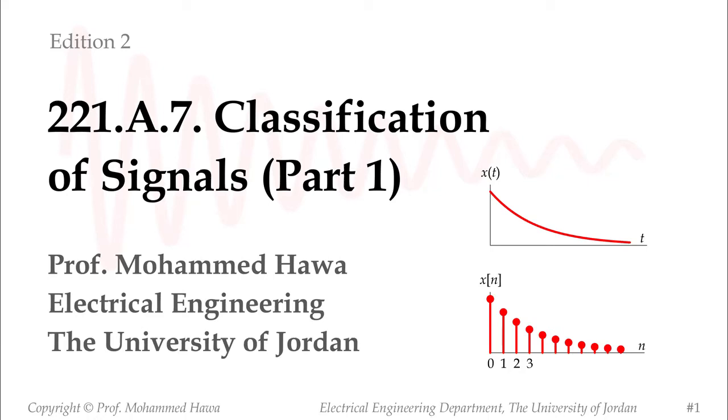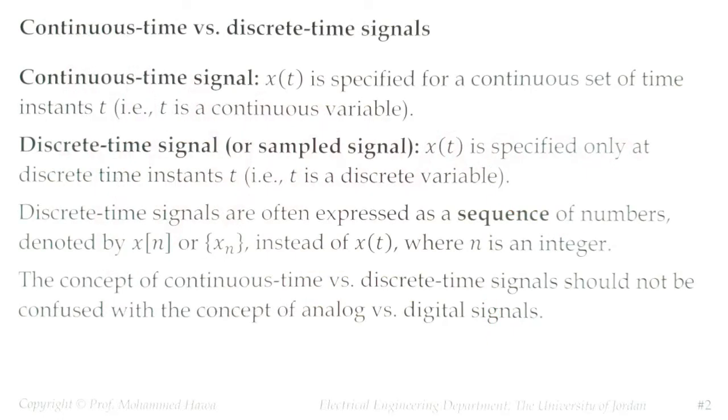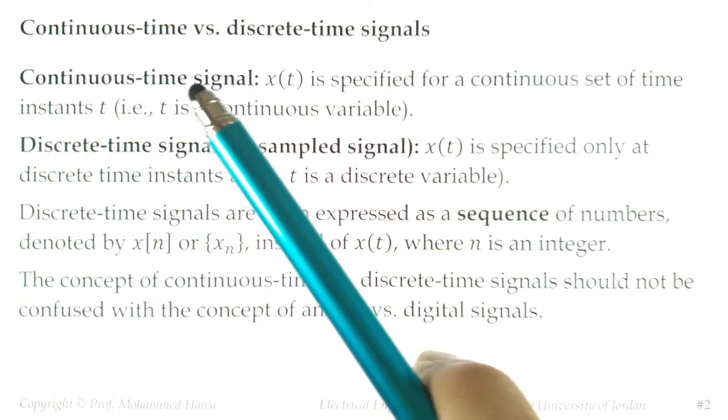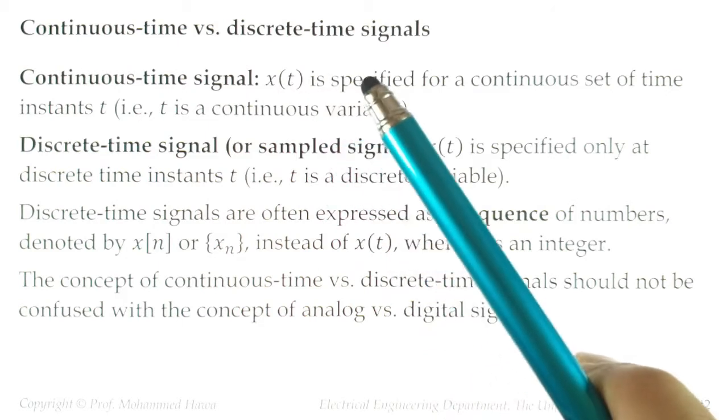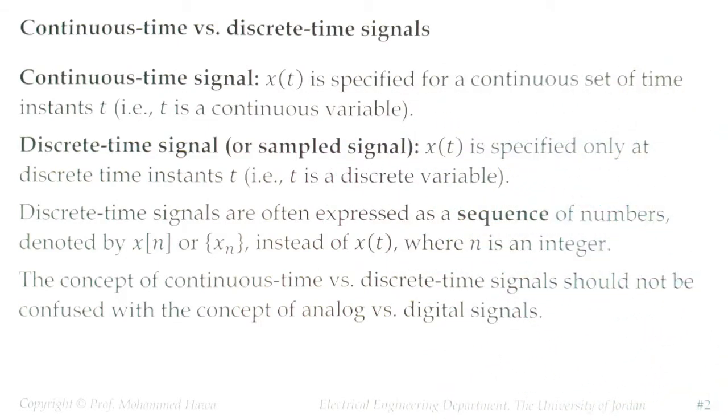Hello there. In this video, we try to classify different signals based on their characteristics. First, we will divide signals into continuous time signals and discrete time signals. A continuous time signal x of t is specified for a continuous set of time instants t, which means the time is a continuous variable.